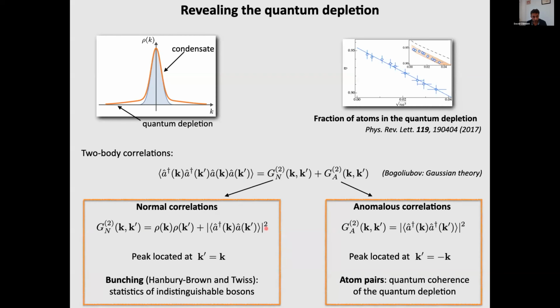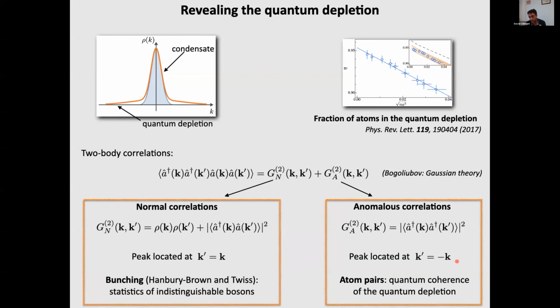The normal part is the one which is also present in a non-interacting Bose gas. And this normal correlation has a peak located at k prime equals k, which means when two bosons are found close by. And this is nothing but the bosonic bunching, which is, of course, associated to the statistics of indistinguishable bosons. The second part, the anomalous correlations, are non-zero only for k prime close to minus k.